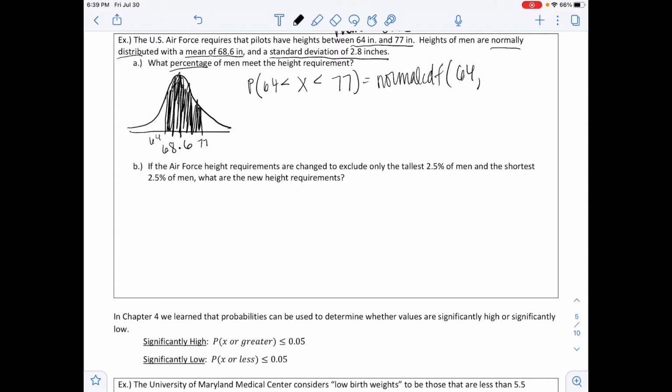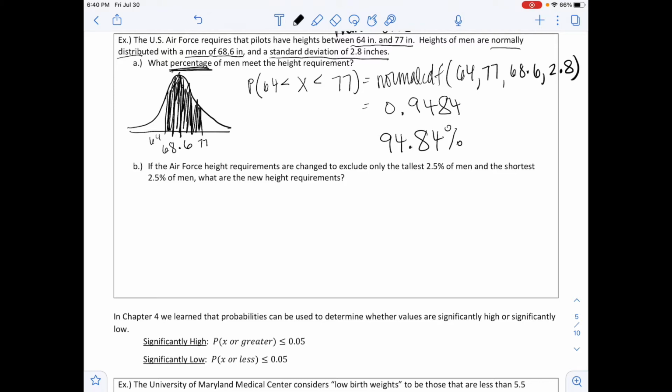Lower bound is where that shading starts, 64, and it finishes at 77. Our mean, again, is 68.6. Standard deviation is 2.8. Close parenthesis, and then work this out. Rounding 4 decimal places, we get 0.9484. It does say what percentage, and so to do that we just move our decimal twice to the right, so it's 94.84%.